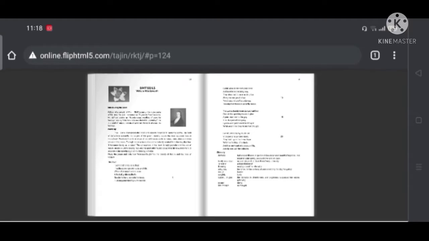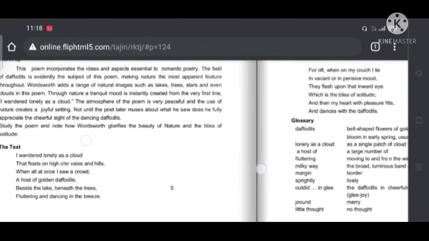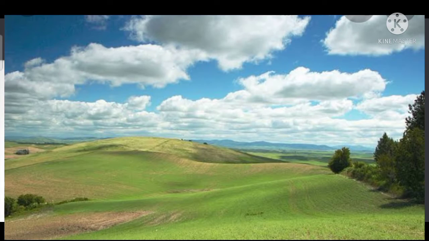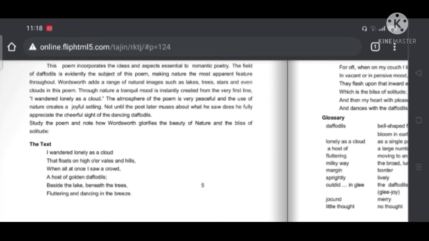I wandered lonely as a cloud that floats on high o'er valleys and hills. So the poet is just wandering like a cloud. Like a cloud can very easily go from one particular place to another, our poet is also moving like a cloud that floats on high over valleys and hills. So he floats over the valleys, meaning mountains, and the hills.